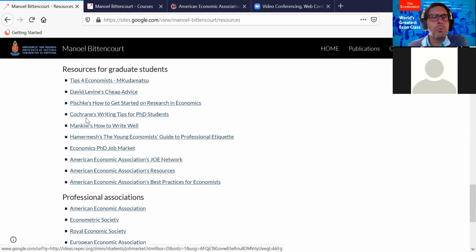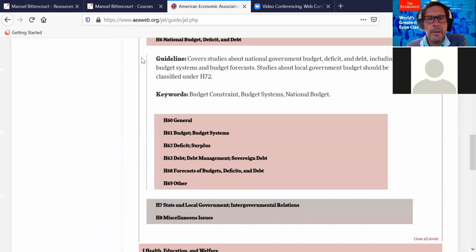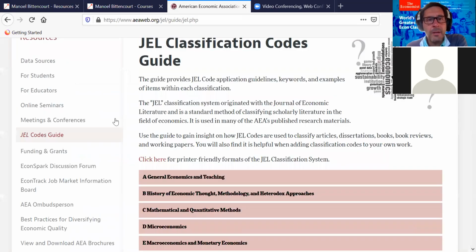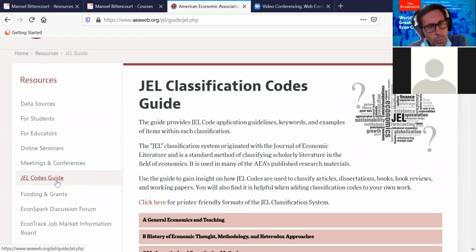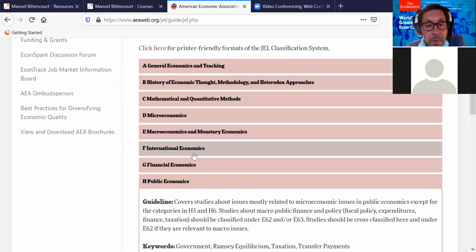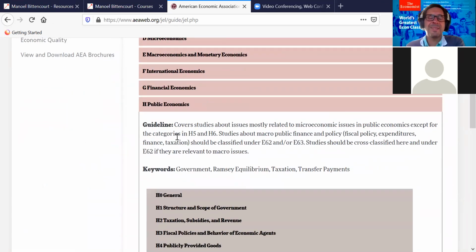So we just go to my resources page on my web page, and you find there American Economic Association's resources. I have already been there, and then in resources you find the JEL codes guide. You press there, you find the JEL classification codes guide. And then this paper is on what? Well, this paper is on public debt. Essentially, this paper is on public economics, right?